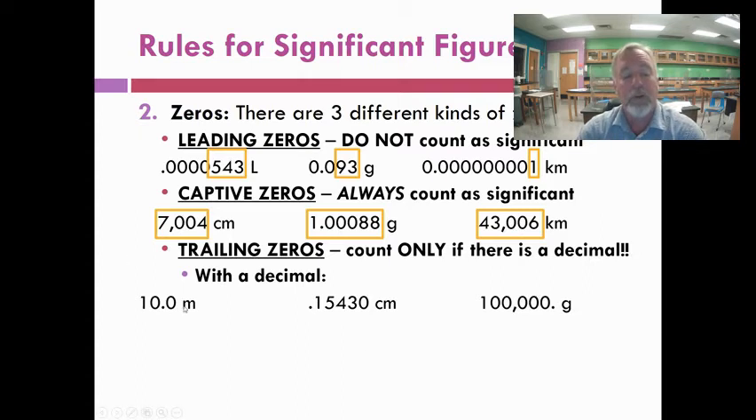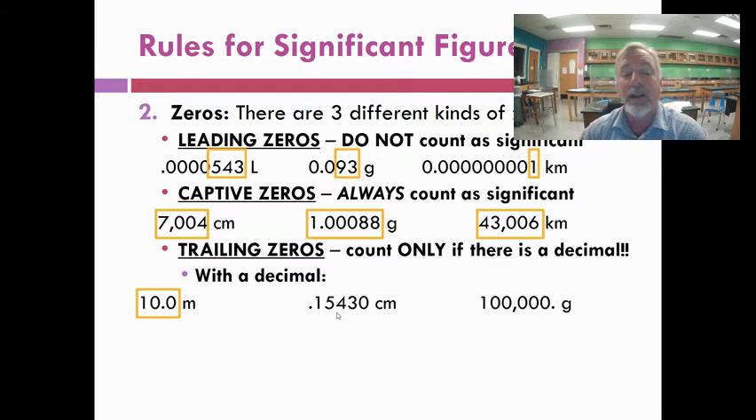So 10.0, there's a decimal. Those zeros are going to count. This is us looking at our tool. Let's say it's measuring meters. Our tool can measure down to the individual meters, and we're estimating 1/10 of a meter. So we can read this right off of our tool, 10 meters, and we estimate to the 10th of a meter. 0.15430 centimeters. Oops, sorry about that. There are three significant figures there in that first number.